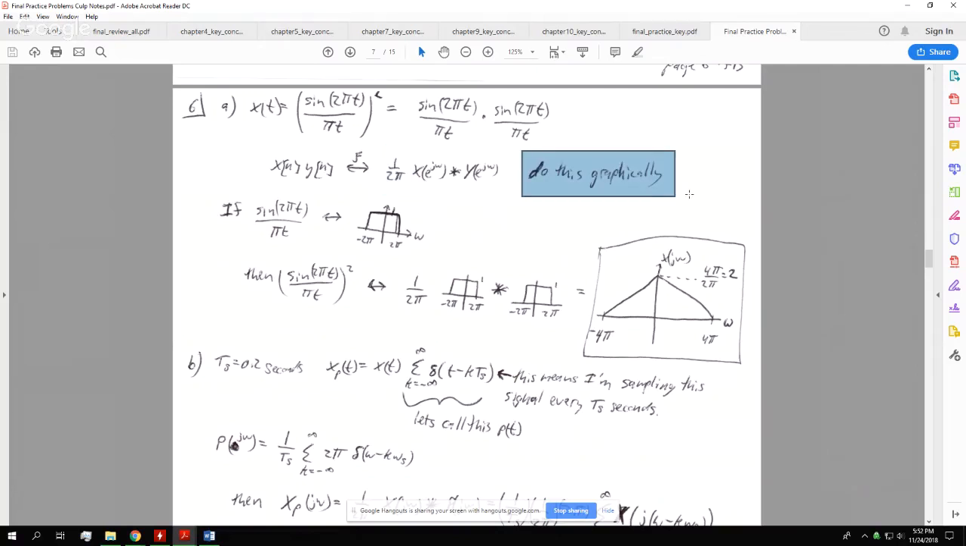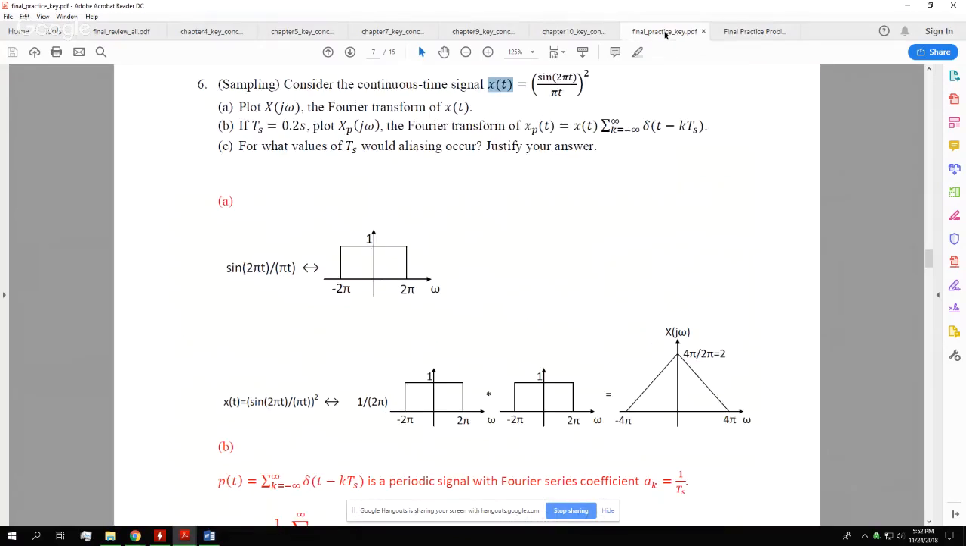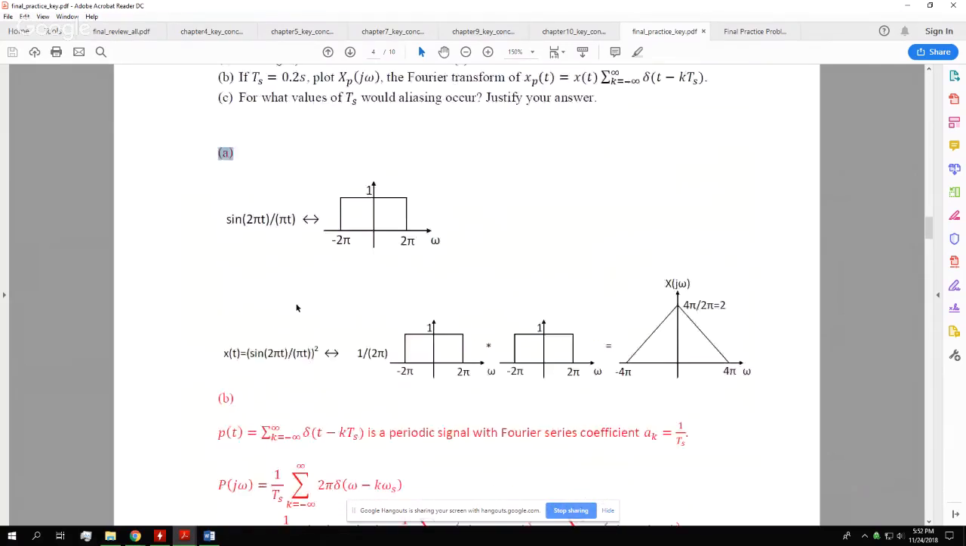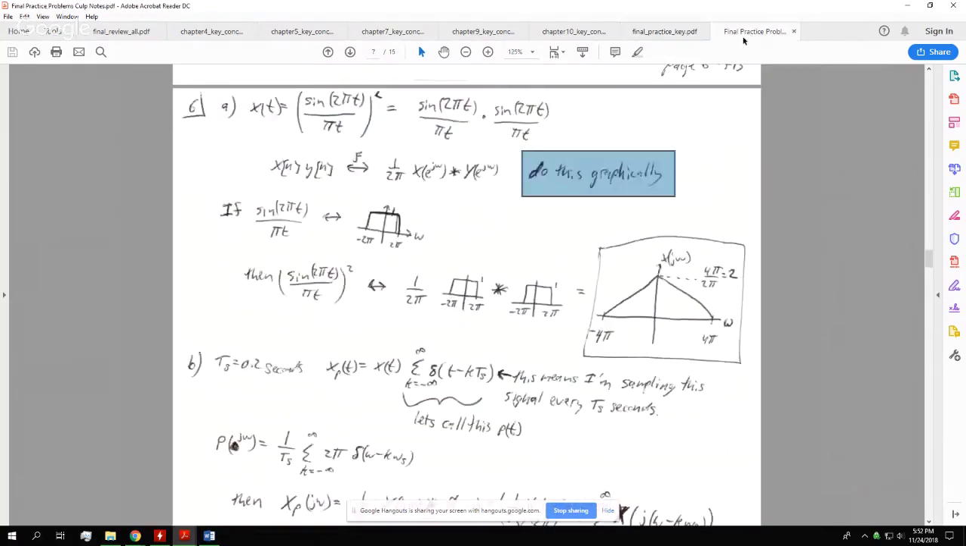So I do this graphically. We do this graphically because I'm not sure if the problem gave us this image, because normally the professor writes in red when he writes it himself. But anyways, it doesn't matter.